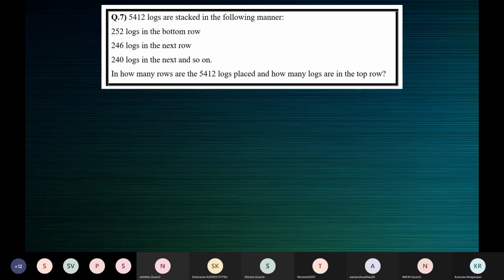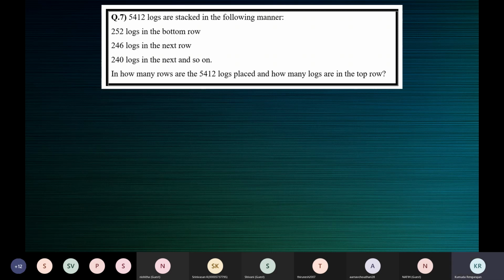Next question. 5,412 logs are stacked in the following manner: 252 logs in the bottom row, 246 logs in the next row, 240 logs in the next, and so on. In how many rows are the 5,412 logs placed, and how many logs are there in the top row?